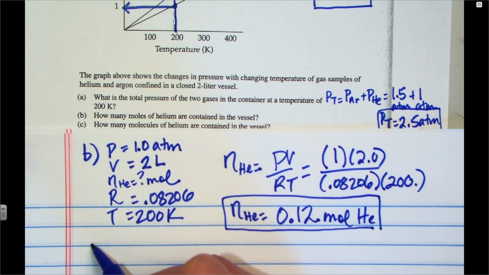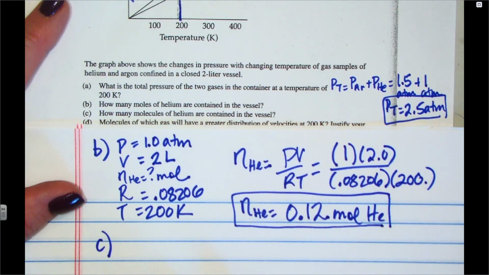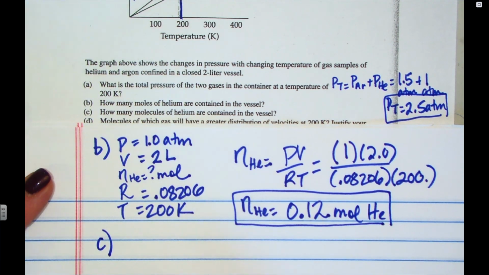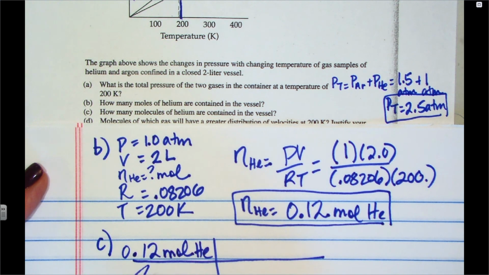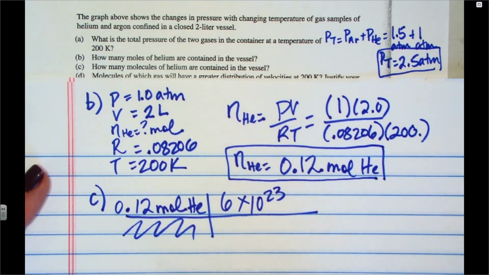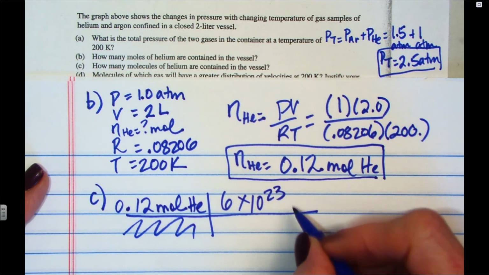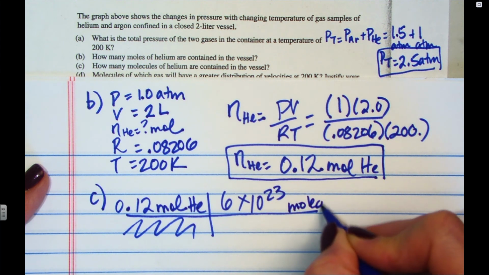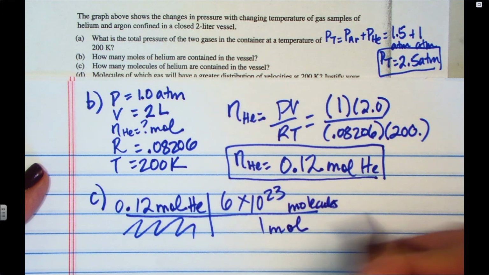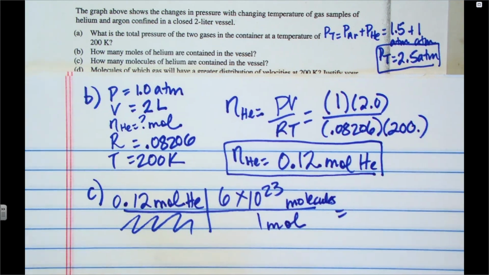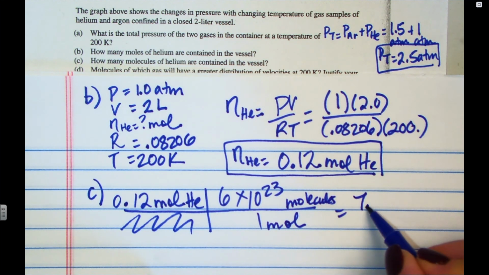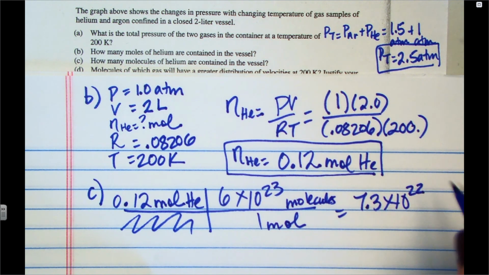All right, let's take a look at part C. For part C, it says how many molecules of helium are in this vessel. So all we've got to do is use Avogadro's number, right? We know our moles. So we're going to start with our 0.12 moles of helium. And using Avogadro's number, 6 times 10 to the 23rd, or 6.02 times 10 to the 23rd molecules equal to 1 mole, you're going to multiply by Avogadro's number. And again, I would just go to 2 sig figs on this. So that's going to give you 7.3 times 10 to the 22nd molecules.